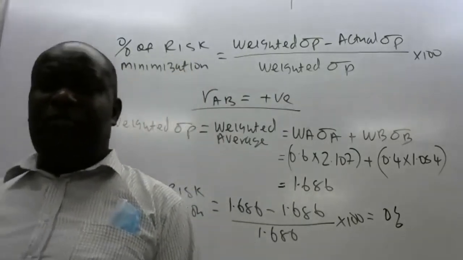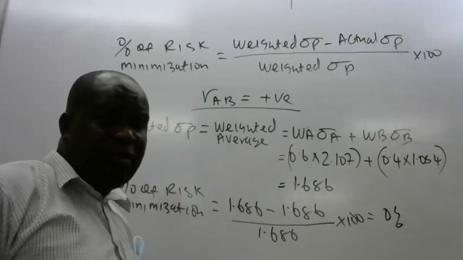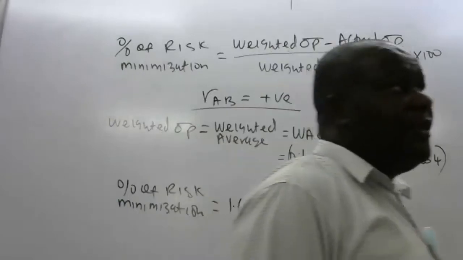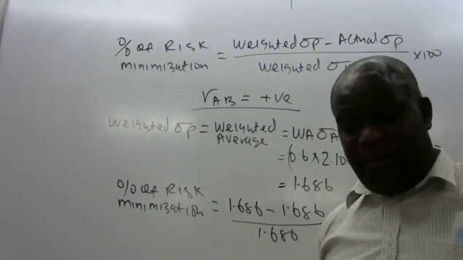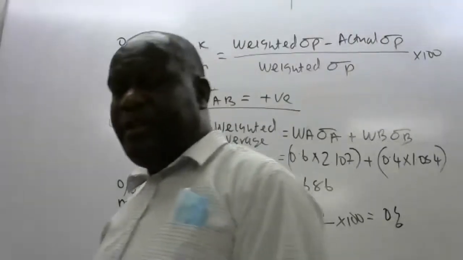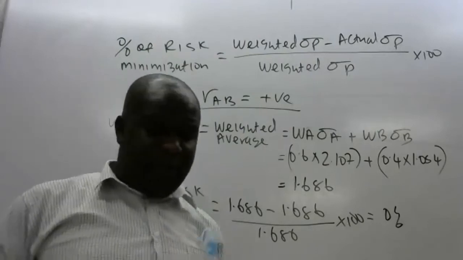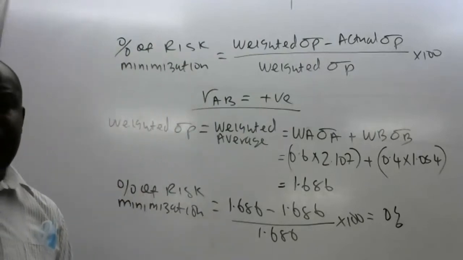When the correlation coefficient is positive one, there is no risk minimization. If it is negative one, we normally get 100%. So we should be referring to that to see what else you can get. That question is on the portfolio theory.